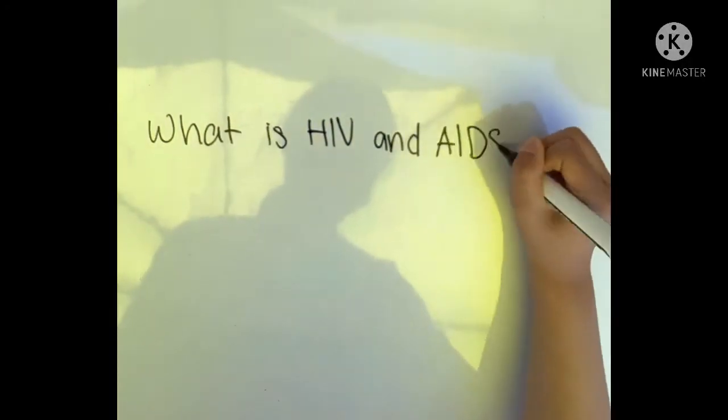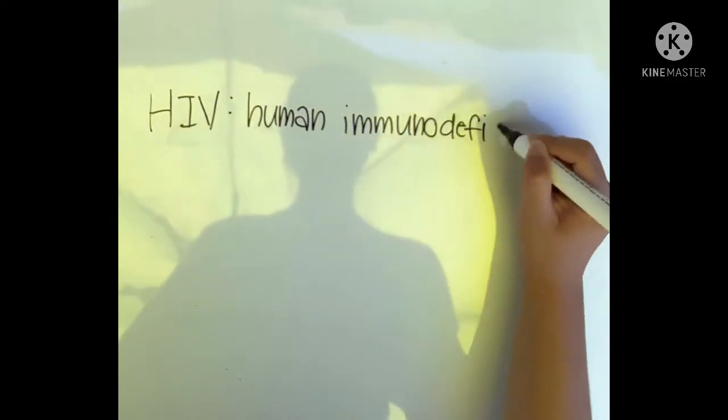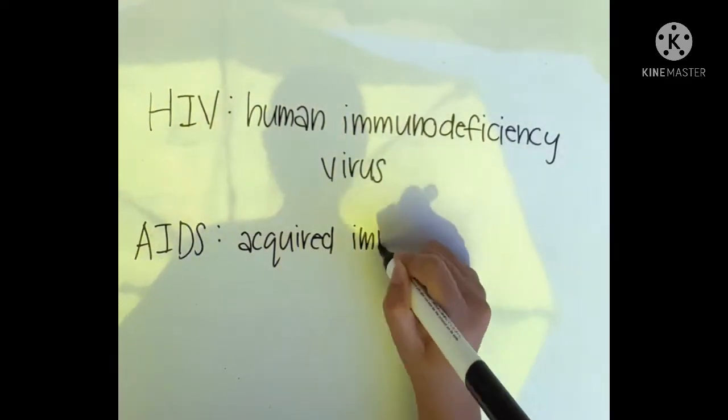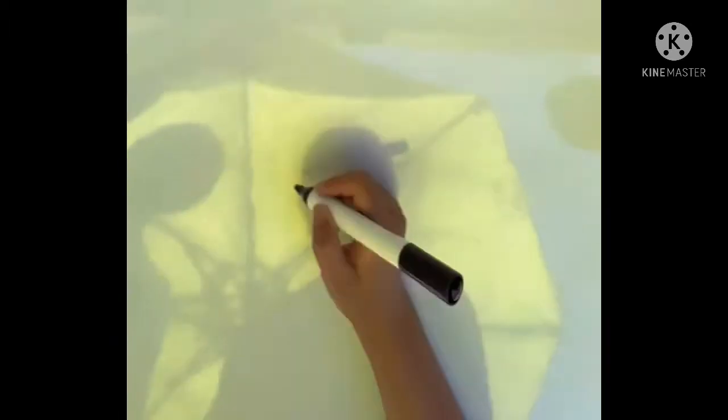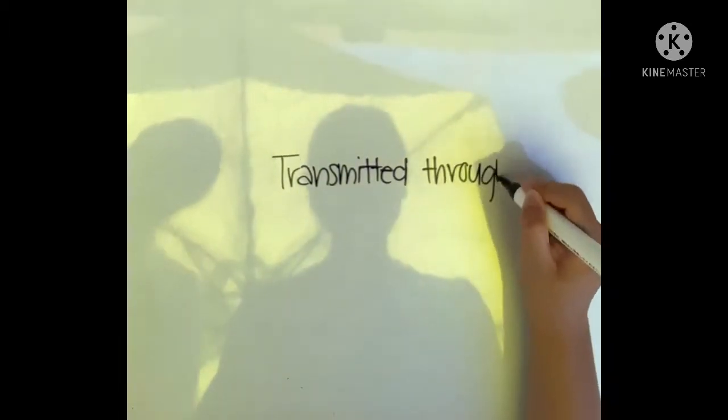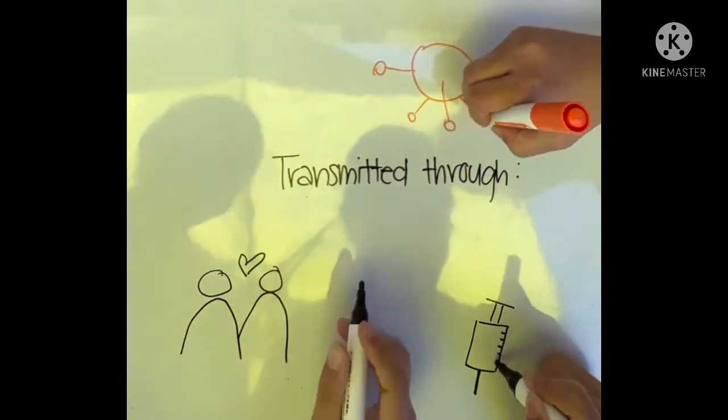What is HIV and AIDS? HIV stands for human immunodeficiency virus. It can turn into AIDS, which stands for acquired immunodeficiency syndrome. HIV spreads through blood via shared needles, through childbirth, and through unprotected sex.